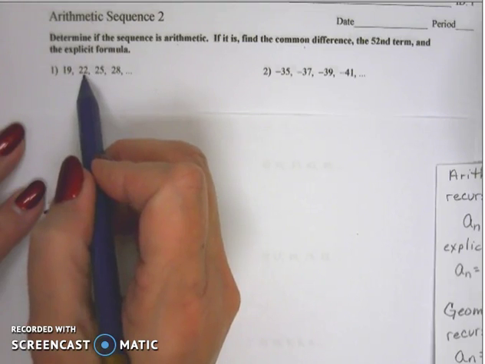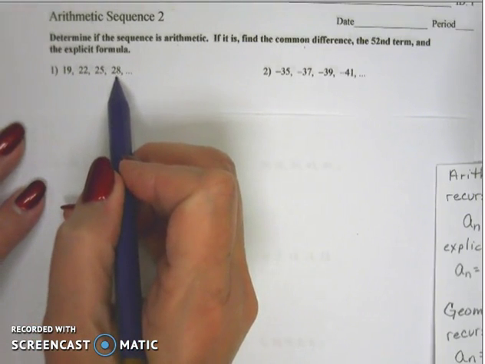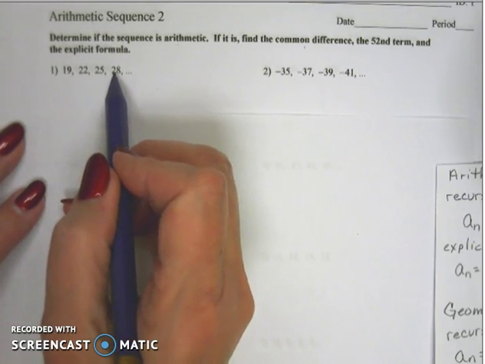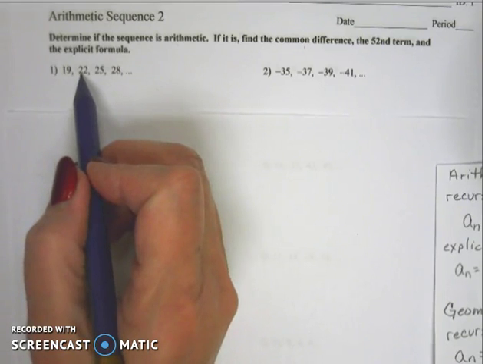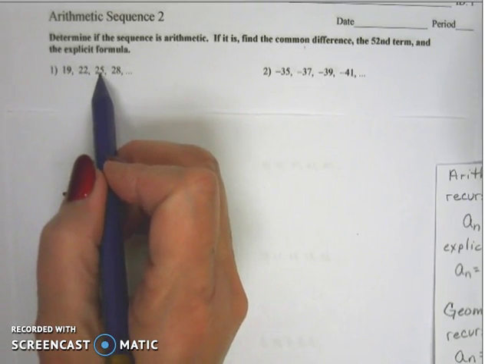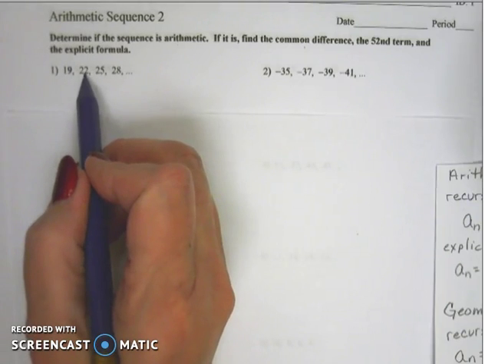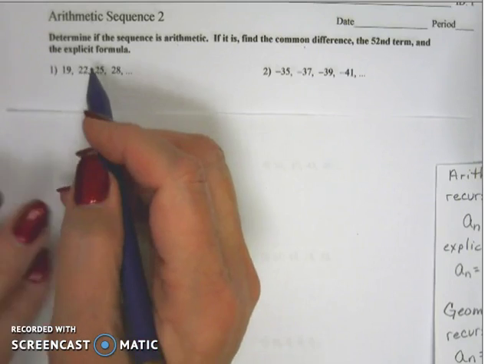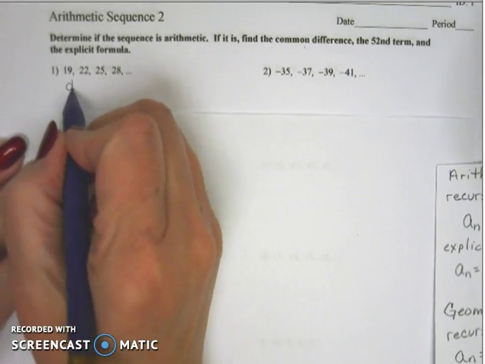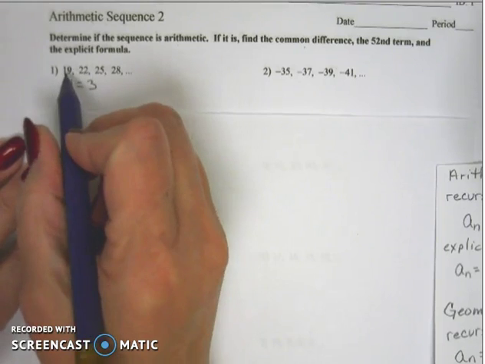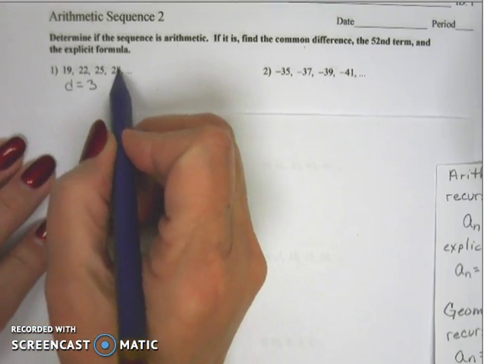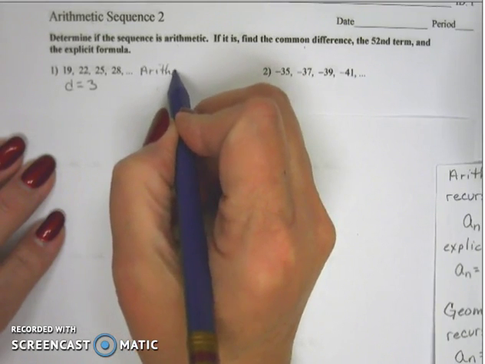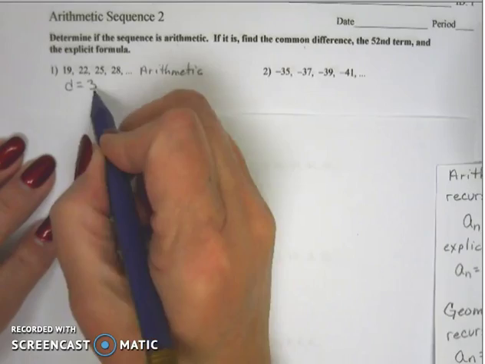So I look at my list: 19, 22, 25, 28. When I look at these two, it's real easy for me to see that it goes up by 3. I'll look here, 22 and 25. So I take the 25 and subtract 22. It gives me 3. 22 minus 19 gives me 3. So my common difference is 3 because it goes up by 3 each time. This is arithmetic, and its common difference is 3.